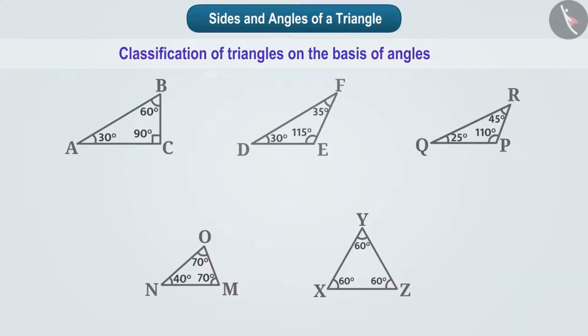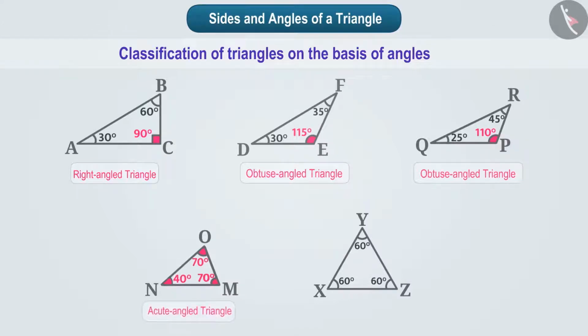Let us tell you. Triangle ABC has a right angle, so it is a right-angled triangle. Triangle DEF has an obtuse angle, so it is an obtuse angle triangle. Triangle PQR has an obtuse angle, so it is also an obtuse angle triangle. Triangle MNO has all three angles acute, so it is an acute angled triangle.